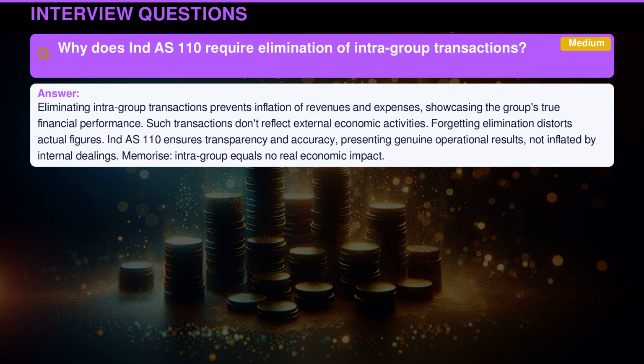Eliminating intra-group transactions prevents inflation of revenues and expenses, showcasing the group's true financial performance. Such transactions don't reflect external economic activities. Forgetting elimination distorts actual figures. Indian Accounting Standard 110 ensures transparency and accuracy, presenting genuine operational results, not inflated by internal dealings. Memorize: intra-group equals no real economic impact.